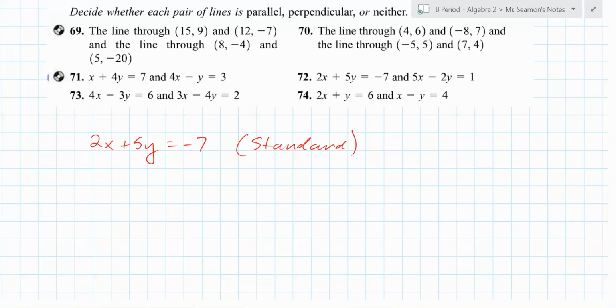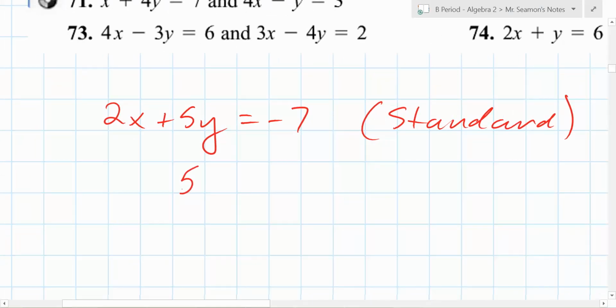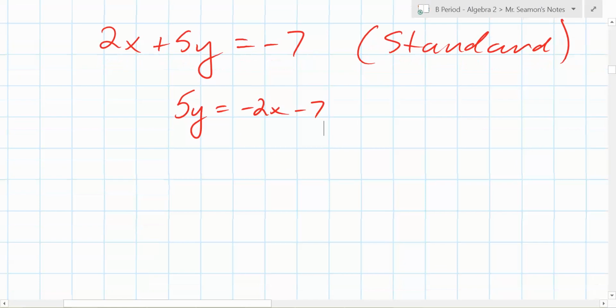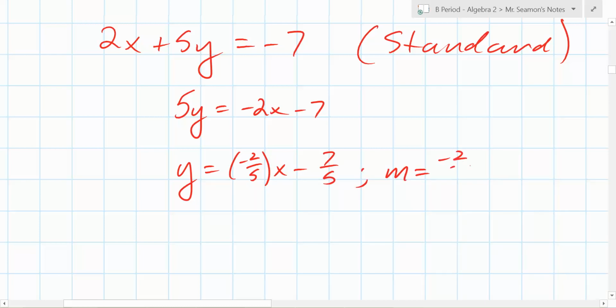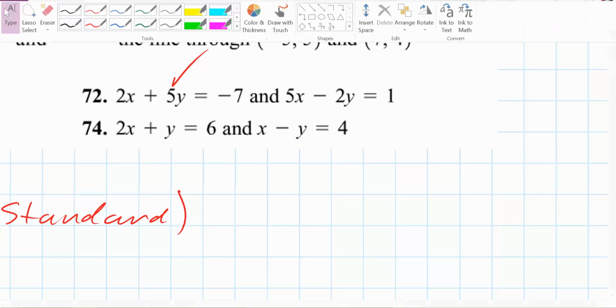Exactly. So if I'm going to isolate y, Chris, on this one, what do I do first? Yeah, so you get 5y is equal to -2x minus 7. Then what do you divide both sides by? Y is equal to -2/5 x minus 7 over 5. What's the slope? -2/5. So we have the first slope right there. Now we need the second slope.